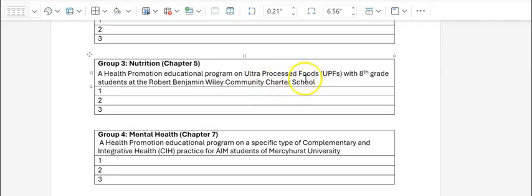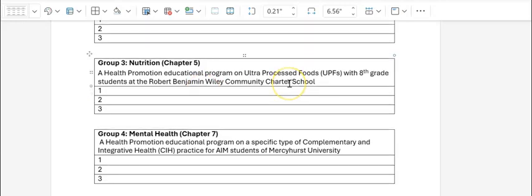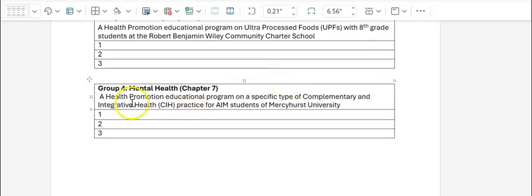Group 3 is more of a nutrition group. You're going to be going over ultra-processed foods with 8th graders at this charter school. Group 4 is going to be a program on a specific type of complementary and integrative health practice for our students of Mercyhurst University, and specifically our AIM students.